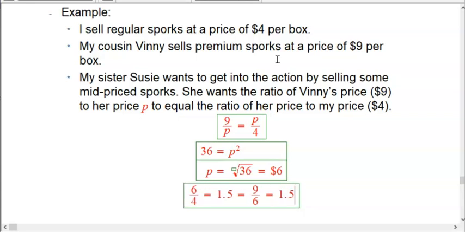So if somebody says to her, I don't believe you're right in the middle, you can say, look, Vinny's sporks are 50% more expensive than mine. They're 1.5 times the price. That's exactly 50% more expensive. And my sporks are 50% more expensive than Dr. Metzler's sporks. And that says in the sense of ratios, P is right in the middle.